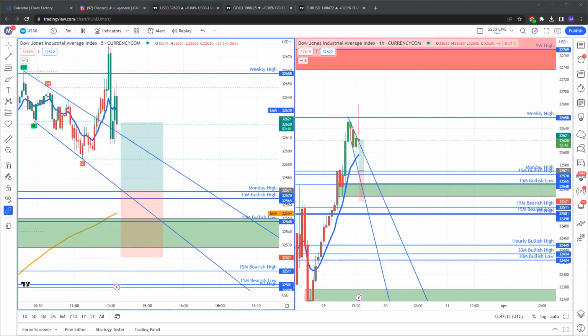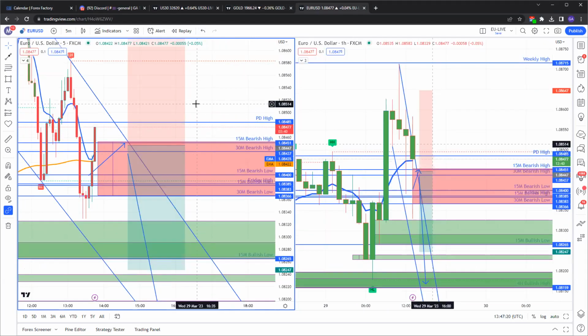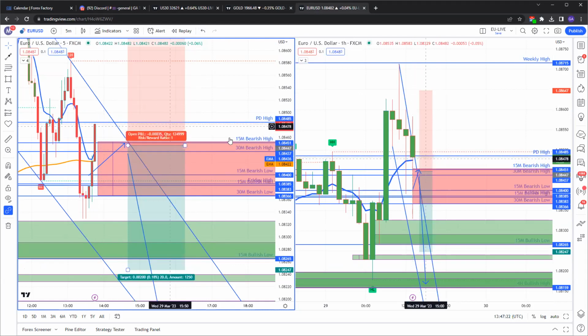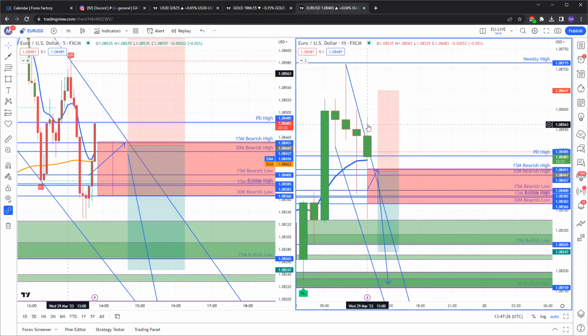Gold is turning bullish. That's why I said I wasn't gonna take a sell on gold here. EU, so this is what I'm waiting for on EU. And this is why we definitely have to wait for the closure of this hourly candle.